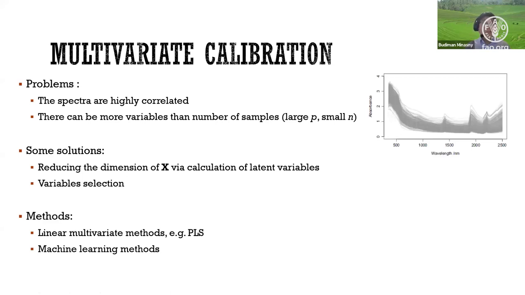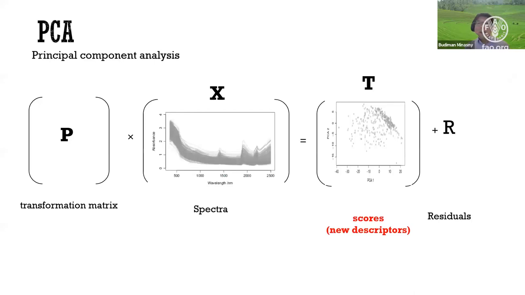That means that the conventional linear relationship breaks down, it doesn't work. So we need to do some kind of treatment to the spectra. Some of the solutions are called variable selection, or dimension reduction. And the one thing that people mostly use is principal component analysis. You might have heard about it. That means that this spectra, if we multiply by some transformation matrix, it will give you scores. That means the spectra now become variables that are reduced in dimensions, but they are not correlated and can be used directly in modeling.